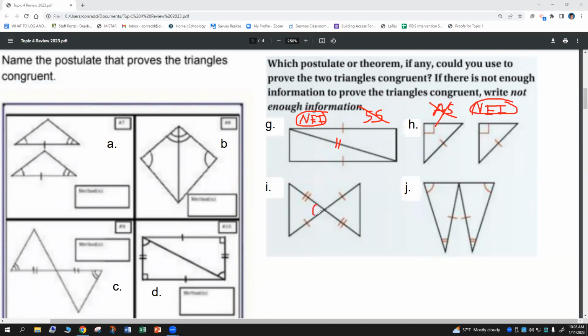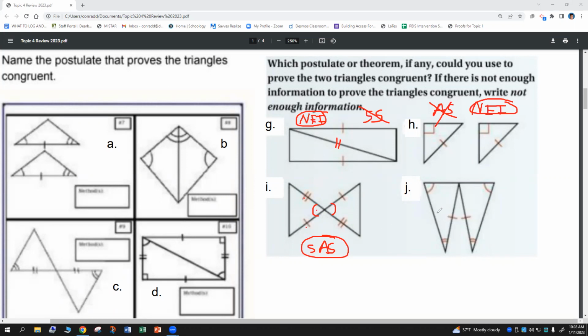On this one, we can add in our vertical angles here. Add our vertical angles in, and then we have side, angle, side, right? The angle is between, it's the included angle, meaning it's between the two sides that are congruent. So we have side, angle, side. And then over here, we have two pairs of angles. There's one pair of angles, two pairs of angles, and then one pair of sides.